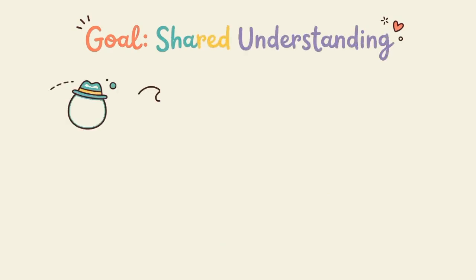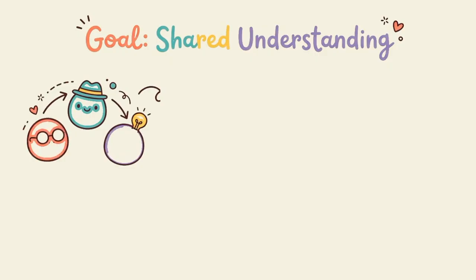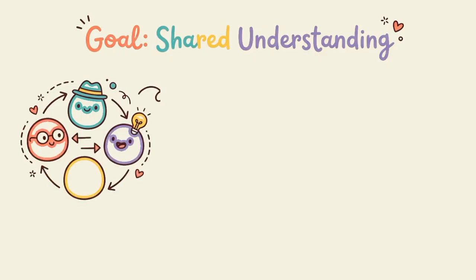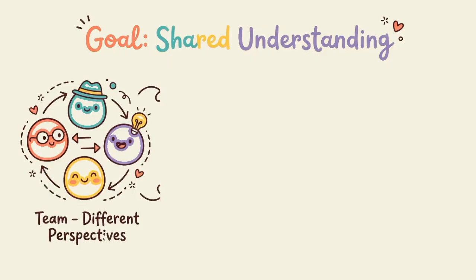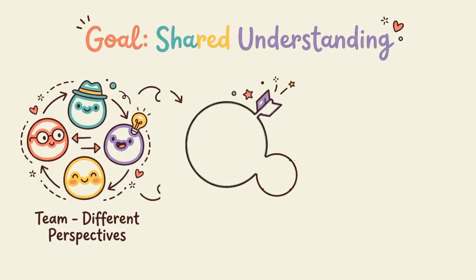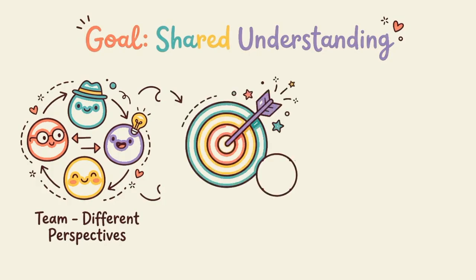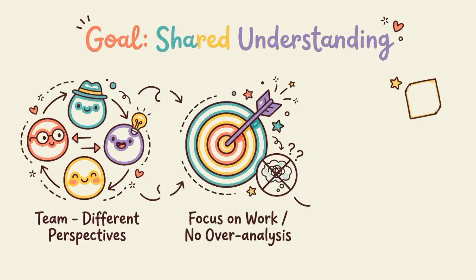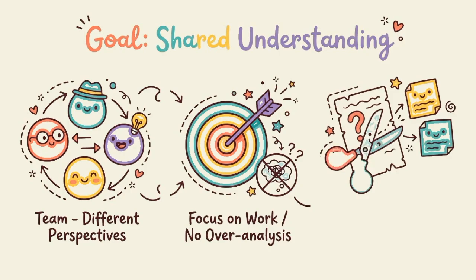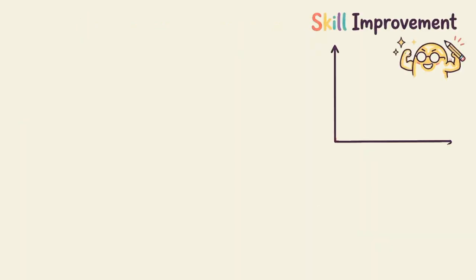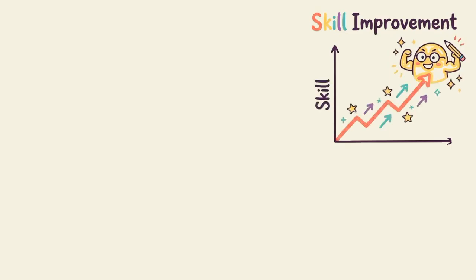There are some best practices that make story point estimation more effective. Always estimate as a team, because different perspectives matter. Keep discussions focused on understanding the work, not defending numbers. Avoid overanalysis, especially for small stories. If a story feels too large, break it into smaller stories before estimating. And remember, estimation is a skill that improves with practice and consistency.